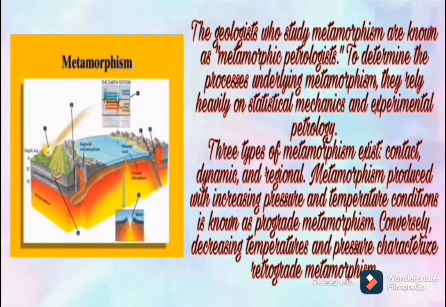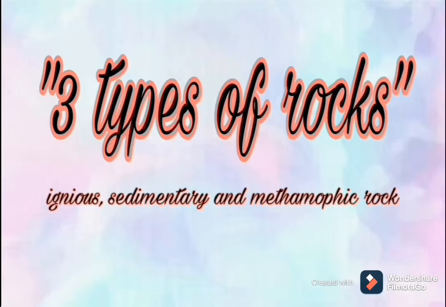Three types of metamorphism exist: contact, dynamic, and regional. Metamorphism produced with increasing pressure and temperature conditions is known as prograde metamorphism. Conversely, decreasing temperatures and pressure characterize retrograde metamorphism. The three types of rocks are igneous rocks, sedimentary rocks, and metamorphic rocks.